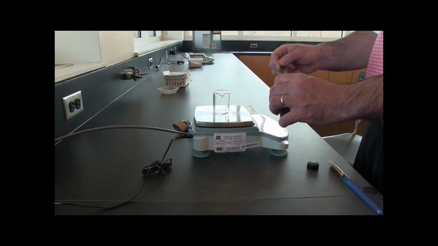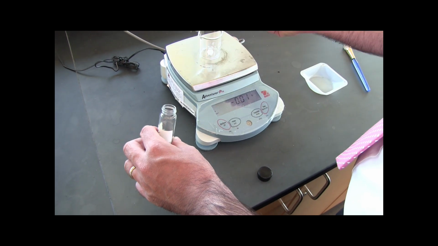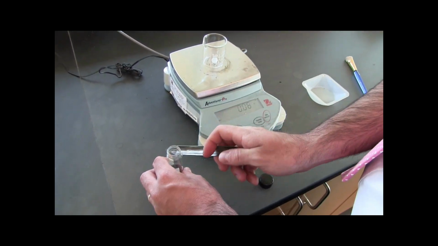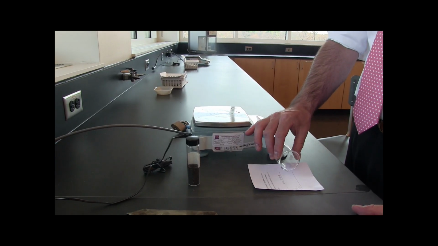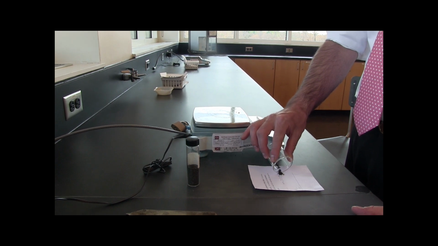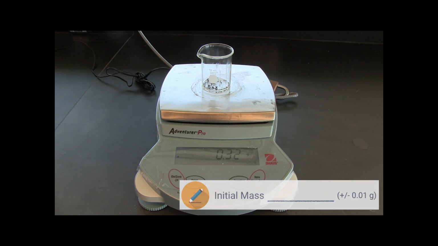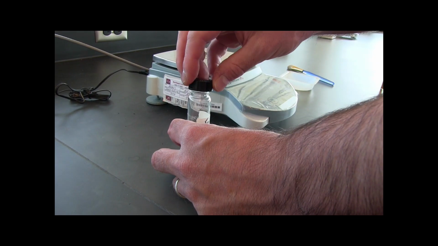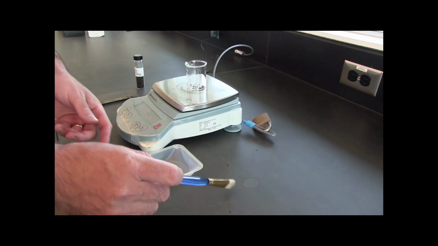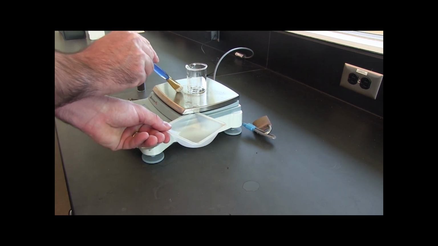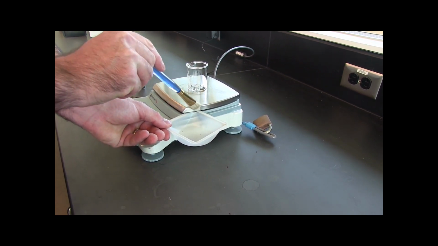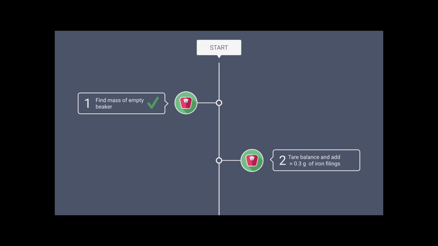Be careful here, it's really easy to add way too much. If that happens, don't worry. Just pour the extra iron onto a sheet of paper and offer them to another group. Don't put the extras back in the original container though. That could contaminate the sample. Also, if you spill any iron filings on the scale, just use a brush to wipe them off the scale so they don't mess up your measurements.